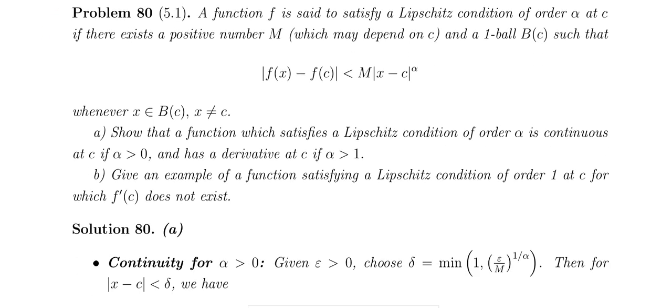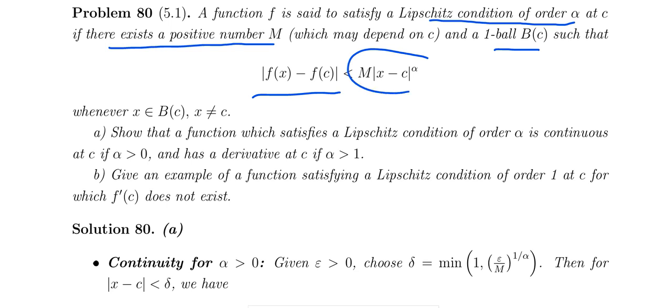A function f is said to satisfy the Lipschitz condition of order alpha at c if there exists a positive number m, which may depend on c, and a ball B of c, such that mod of f of x minus f of c is less than m into mod of x minus c whole power alpha. This is the Lipschitz condition of order alpha, whenever x belongs to B of c, an open ball with center c, x is not equal to c.